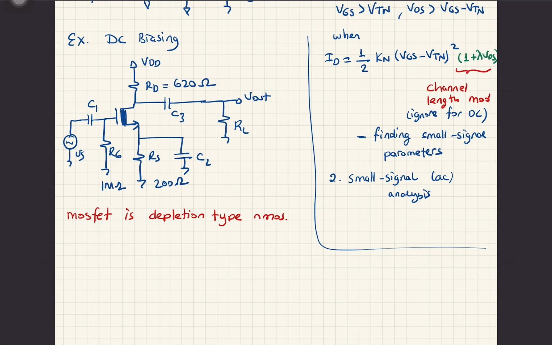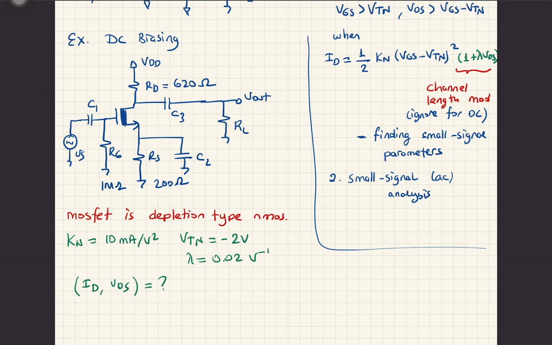And in this example, they provide the parameters as Kn 10 milliamps per volt square, Vtn minus 2 volts, which is consistent with the type of the NMOS transistor, and lambda is given 0.02 volt to the power minus 1. And the question is, what is the quiescent point? In other words, they ask about ID, VDS of the transistor.